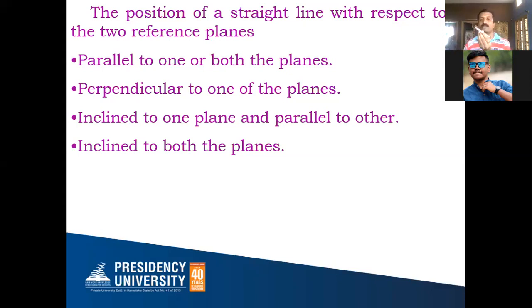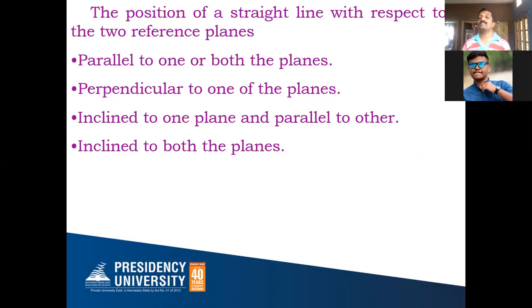Similarly, the same case I can put in this way. Now it is parallel to HP and it has some inclination with respect to VP. So in the top view I can get the true length, whereas in the front view I can get the apparent length. So this is your third case: inclined to one plane and parallel to the other plane.